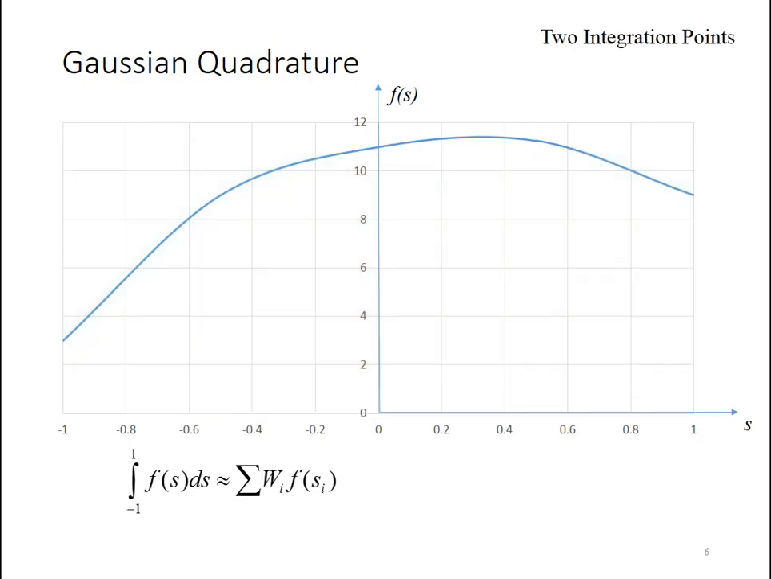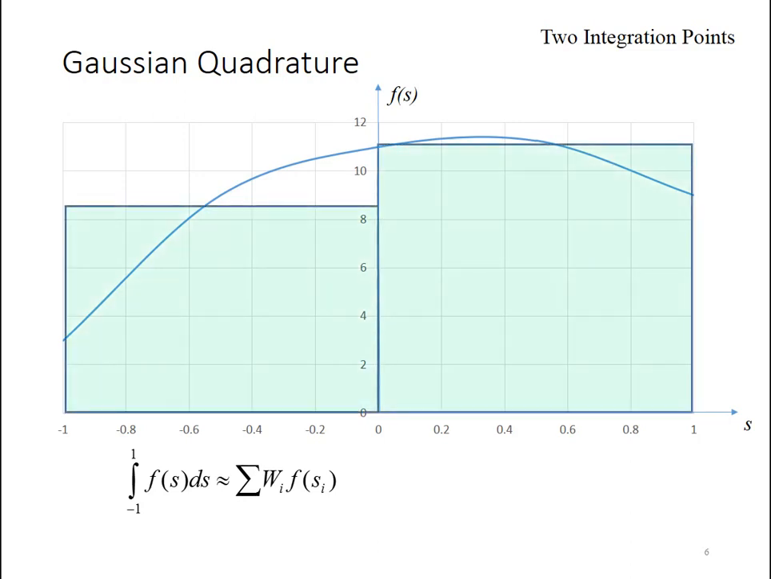Well, what if we want something more accurate? Well, we can go to 2 integration points. So we have the same function here, and again, we're going to approximate it as the sum of rectangles, but now we're going to apply 2 rectangles as shown here, and we're going to evaluate those rectangles not smack in the middle of the range, but at specific locations.